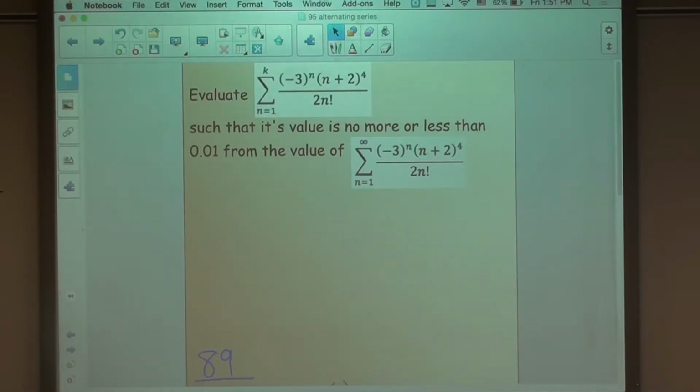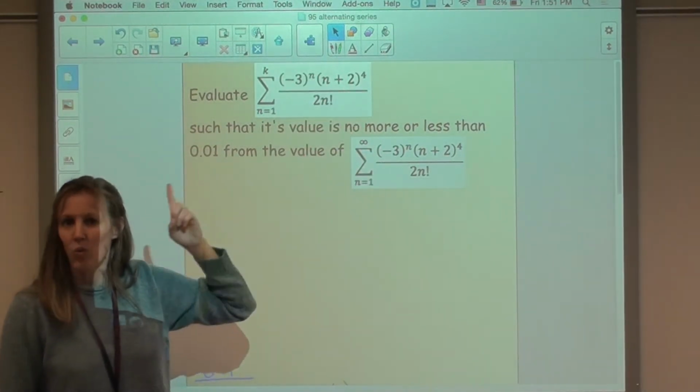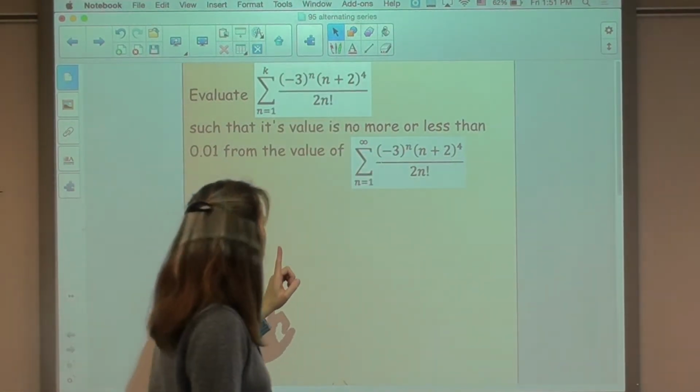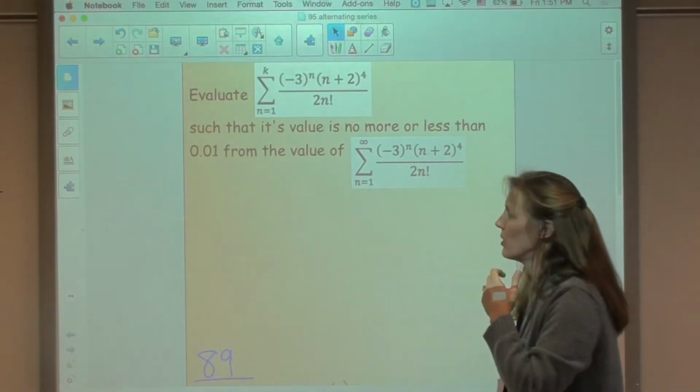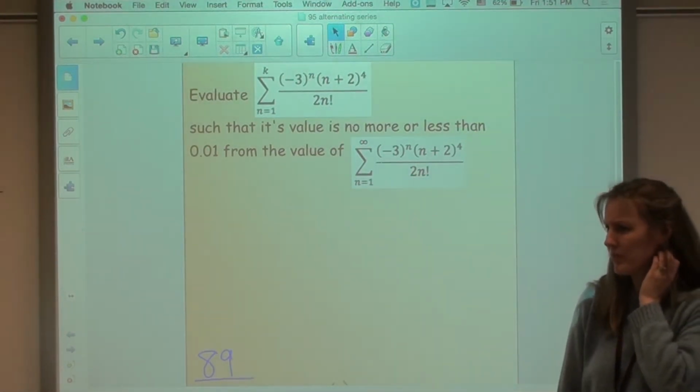All right, let's walk through this and maybe that'll help a little bit. Did you all put this into Y1? Which term did you get that fell below 0.01? It should have been the 18th term.